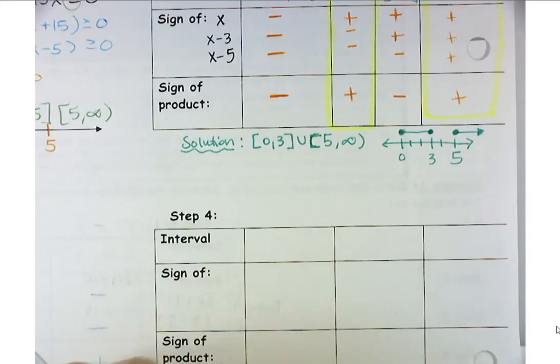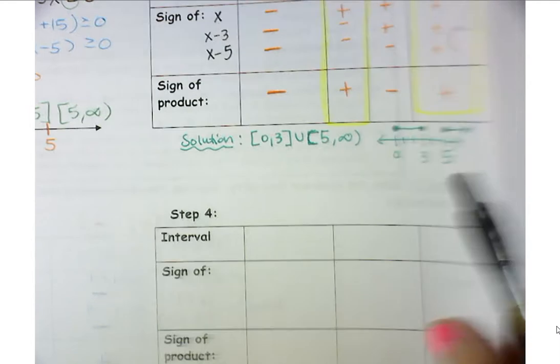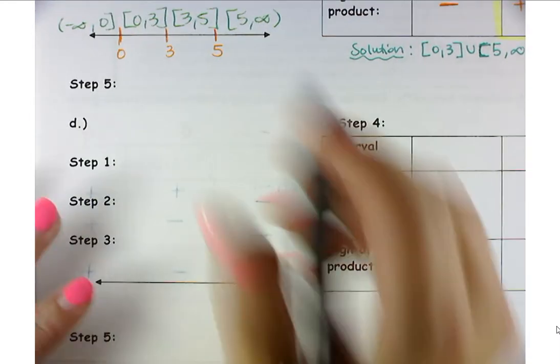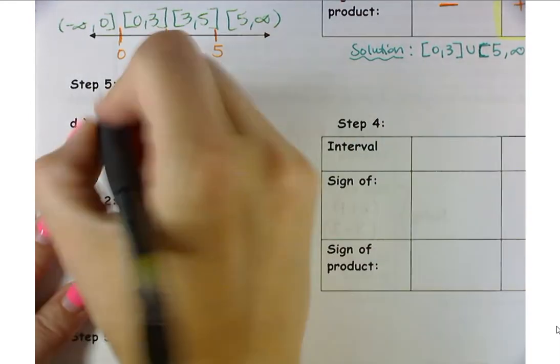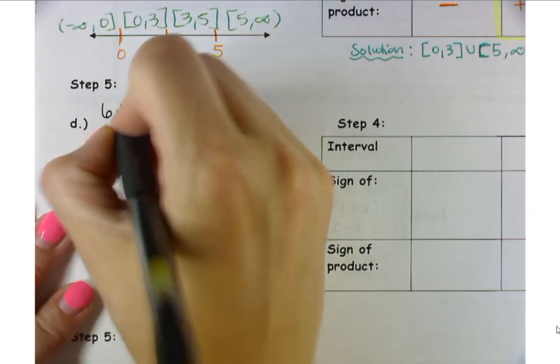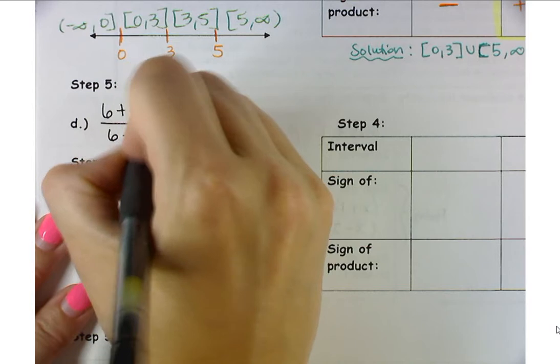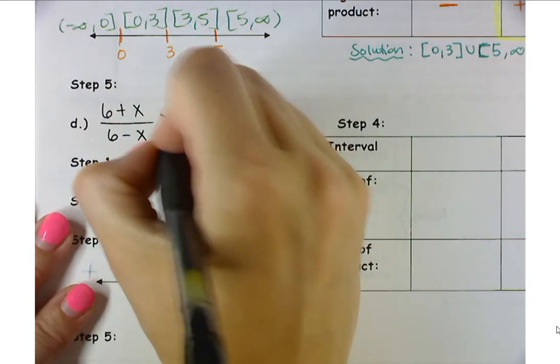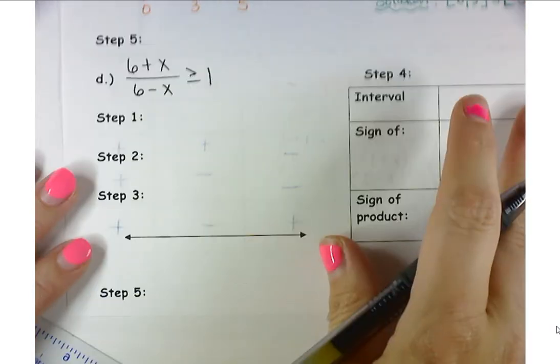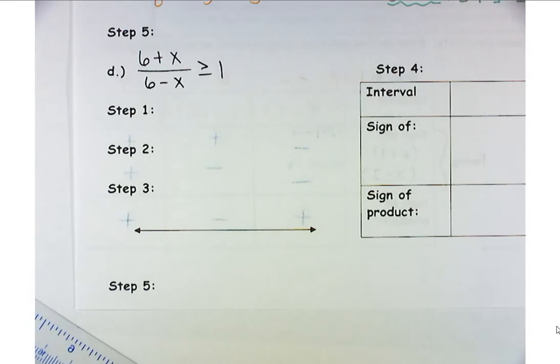All right. Ready for the last one? I'm also going to show you on this one how you can save time by making your charts. Okay, so we have 6 plus x over 6 minus x is greater than or equal to 1.